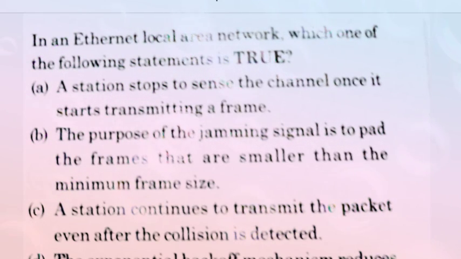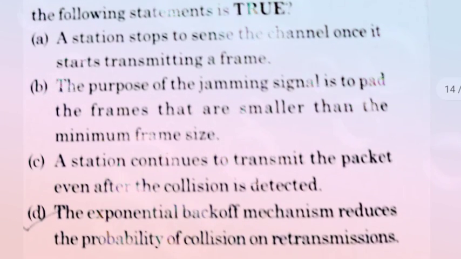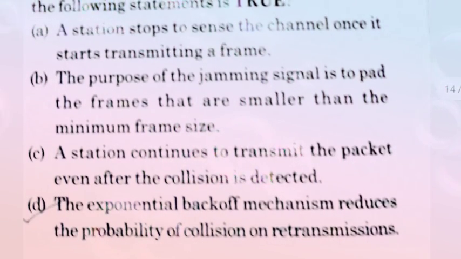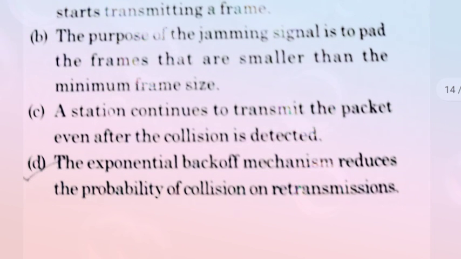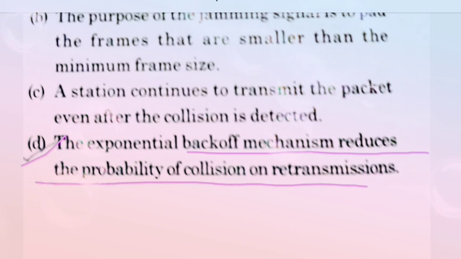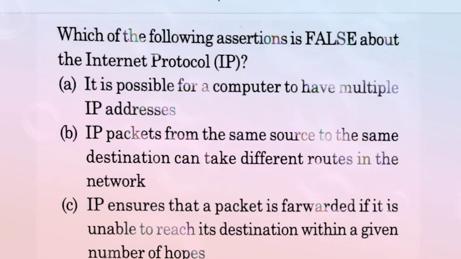Now come to the fourth option, because here we need to find the correct, meaning true, statement, and all the above three statements are false. So come to the fourth, that is statement D. Here D: the exponential back-off mechanism reduces the probability of collision on retransmission. Yes, this is the correct and true statement. So option D is your answer.